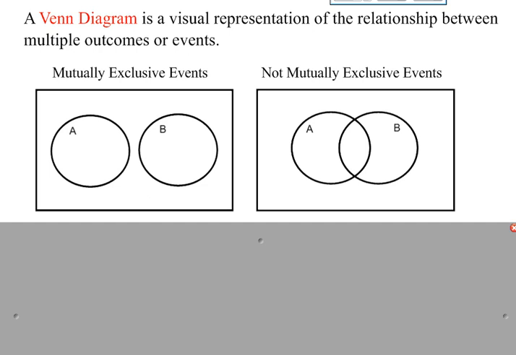The Venn diagram on the right shows us not mutually exclusive events because there is overlap between the two circles. And where those circles overlap represents all the possible outcomes where both events are happening at the same time.